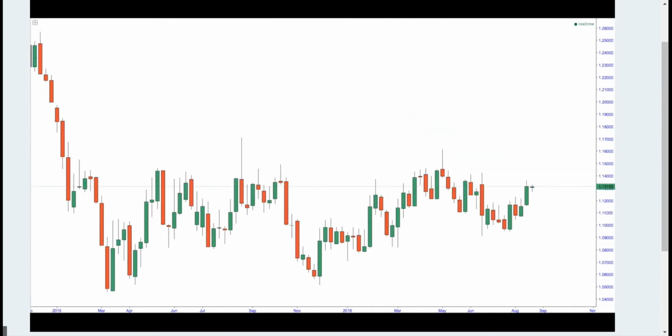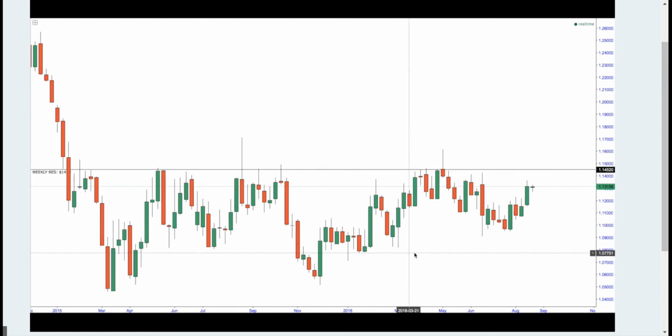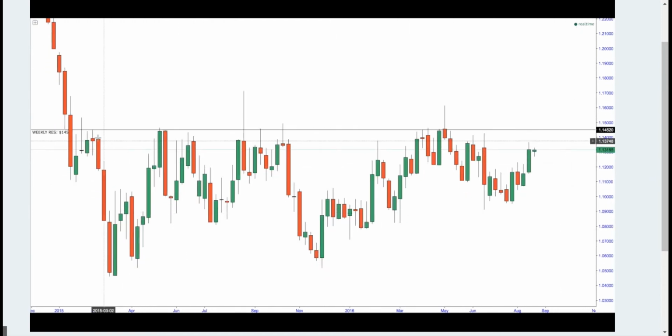Now that area on the Euro USD, you'll have all of these levels set up shortly. 1.15. Okay, so around there, 1.1450. This level is a key level of resistance in which Euro has failed to breach for nearly 2 years now. It's looking as if it could potentially get there soon.